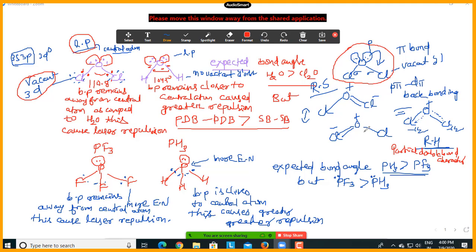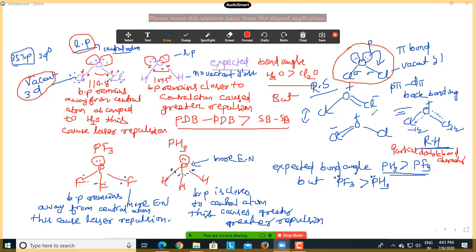That resonance hybrid is like this, a partial double bond, because double bond and single bond gives partial double bond, single bond and double bond gives partial double bond. Plus 1 and 0 means plus half. 0 and minus 1 means minus half, average. So minus 1 and 0 means minus half. This is the resonance hybrid. So in this hybrid you get a partial double bond.